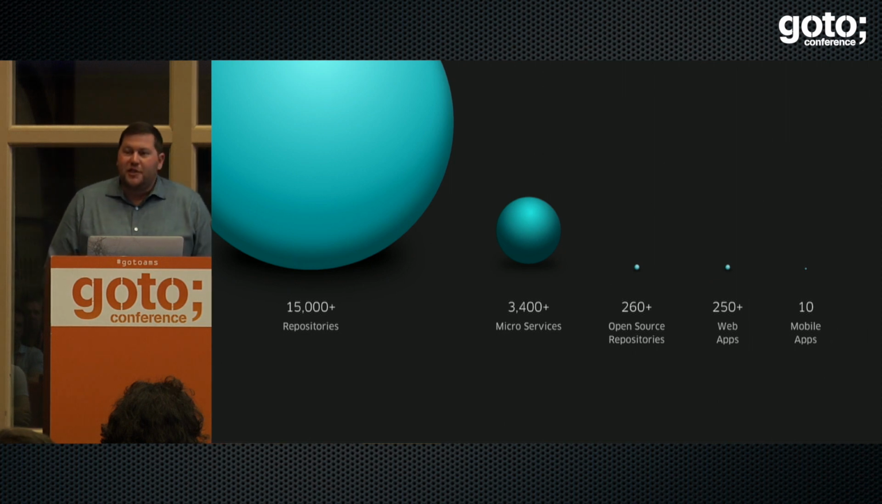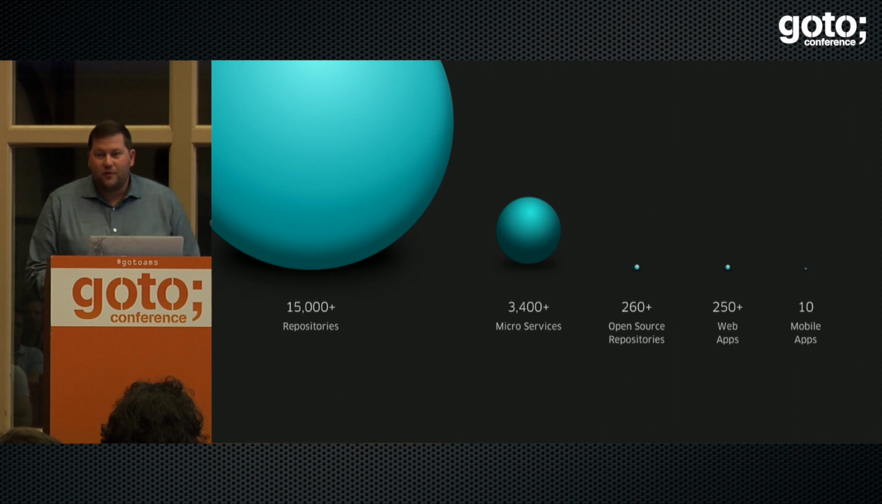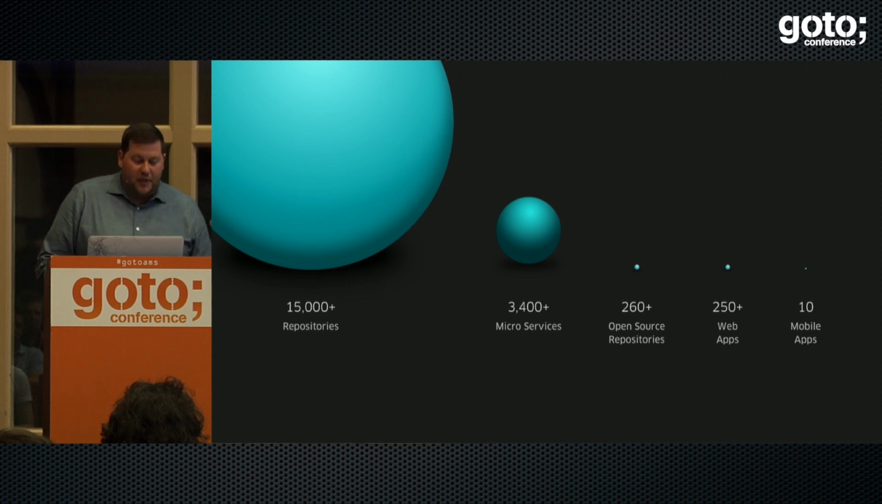And so in order to do this, we actually have 15,000 repositories that power more than 3,400 microservices. We've released more than 260 of them back to the open source community. And you probably just know the Uber Rides app or the Uber Eats app. But we actually have more than 10 mobile applications and more than 250 web applications. And a large piece of the core technology behind this is JavaScript.